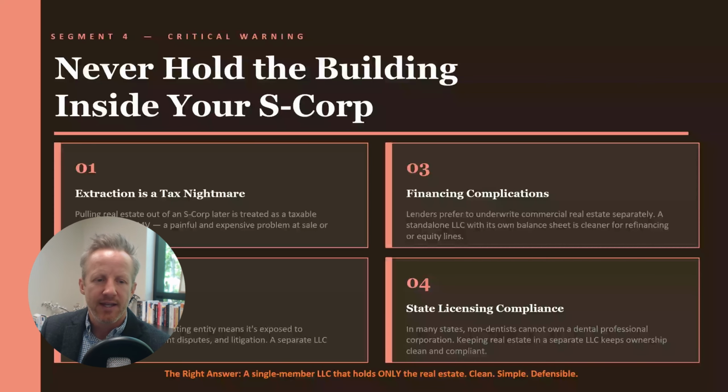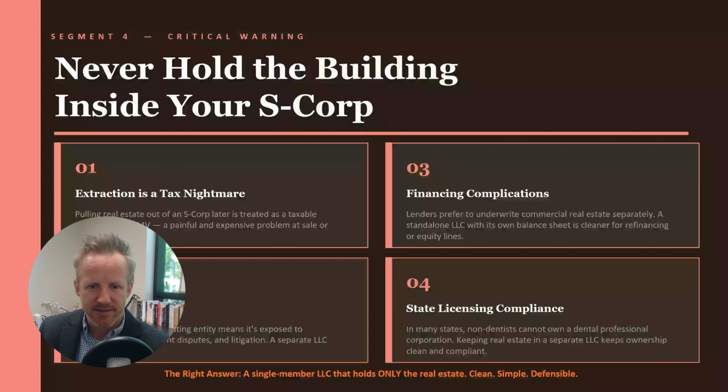The first one is extracting your building out of your S corporation is a nightmare. Pulling real estate out of an S corporation later is treated as a taxable distribution at the fair market value of that building. So let's say 10 years ago you bought your building. You got bad advice or no advice at all, and you thought, well, it's my dental practice. I'm just going to have one tax ID. Maybe I'll save a little bit of tax filing every year by having my practice entity own my building.